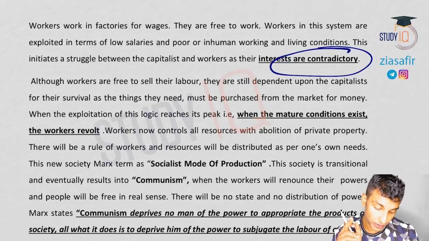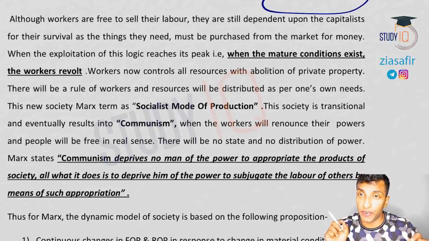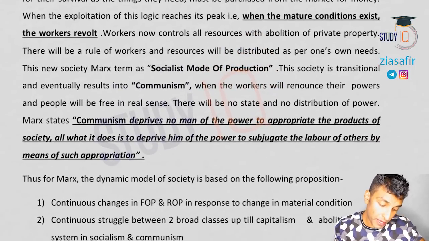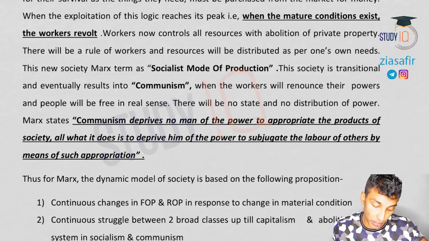When the exploitation of this logic reaches its peak, that is when the mature condition exists. Everywhere you will write that. The workers revolt. Workers now control all resources with abolition of private property. There will be a rule of workers and resources will be distributed as per one's own needs. This new society Marx termed as socialist mode of production.